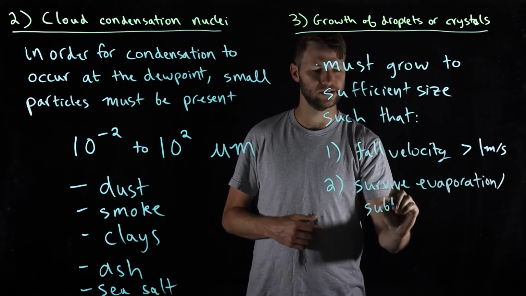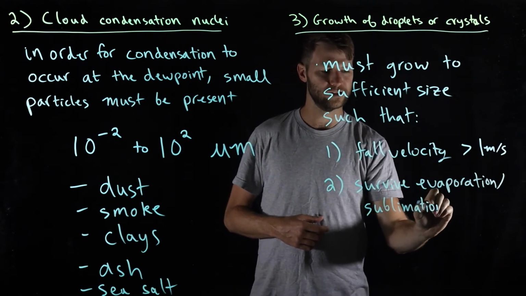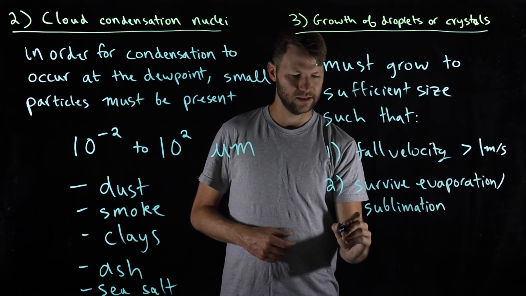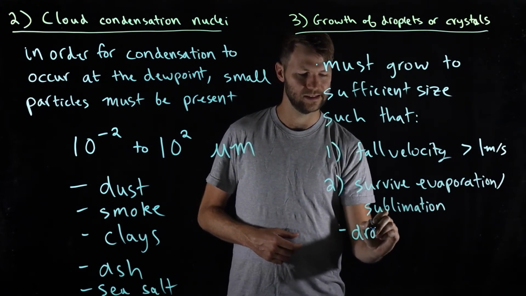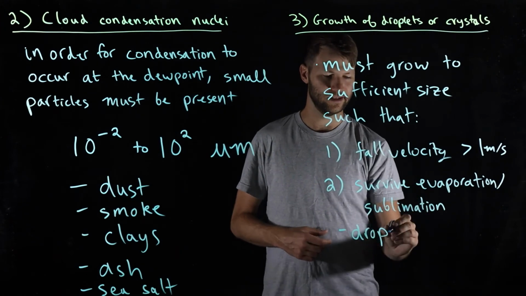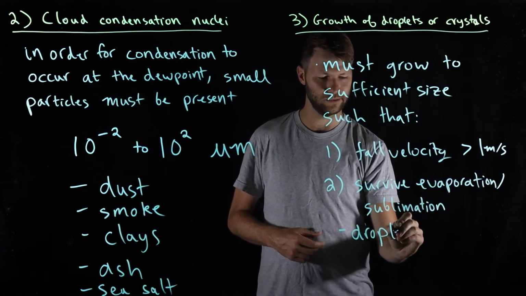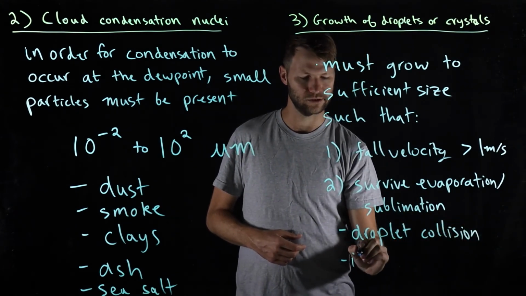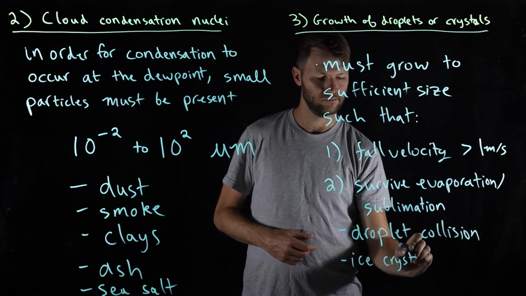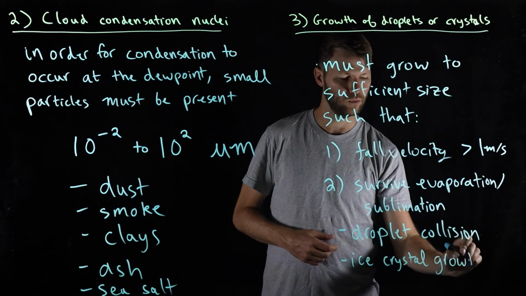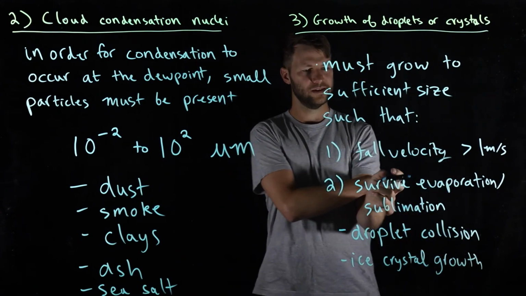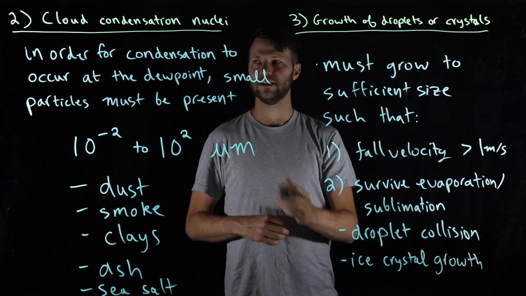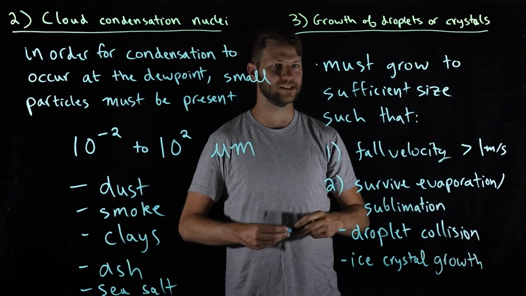Recall that sublimation is the direct transformation of solid water or ice into vapor or gas. And in order to survive, it needs to grow in size because it's always going to be evaporating and sublimating. So it does this via droplet collision and ice crystal growth. And you can imagine that once a droplet has reached big enough that it started to fall, it's going to evaporate, but it may hit other droplets on its way down in such a way that it tends to grow in size. So these are two of the other necessary steps in our recipe for precipitation.